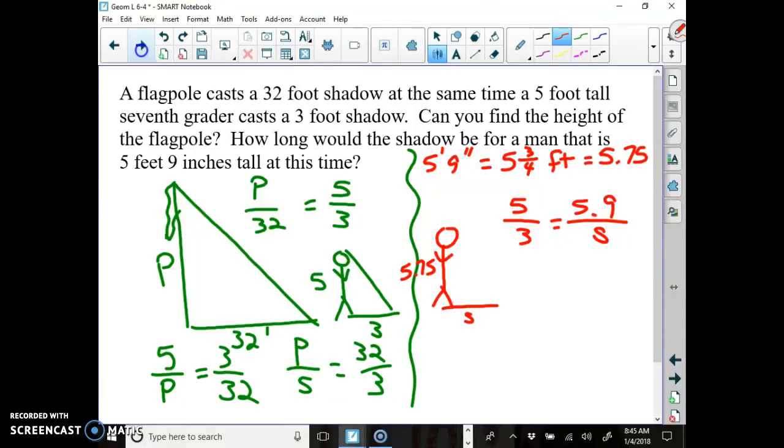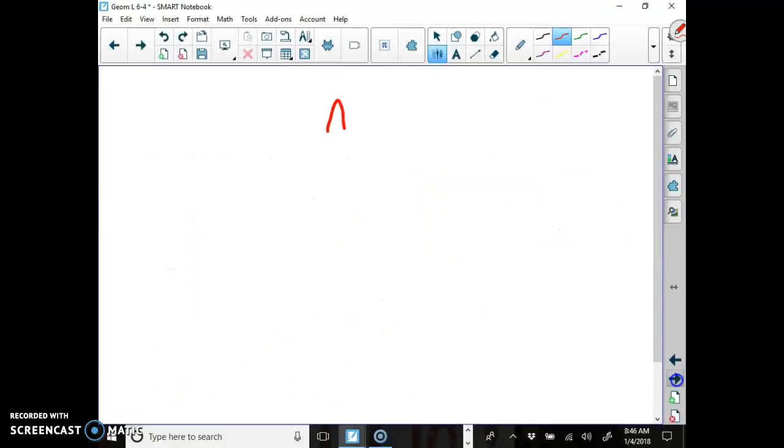So there's some examples of where we're using similar triangles. We can find missing lengths or heights. We are going to show that the triangles are similar using the angle-angle similarity. Okay, for similar triangles, and we're going to use proportions to find missing lengths.